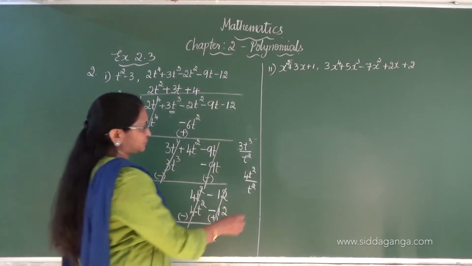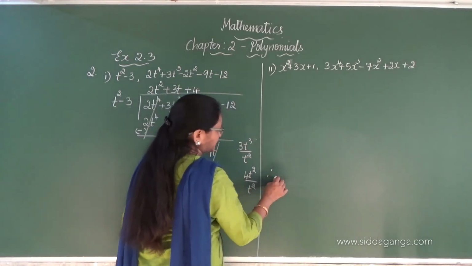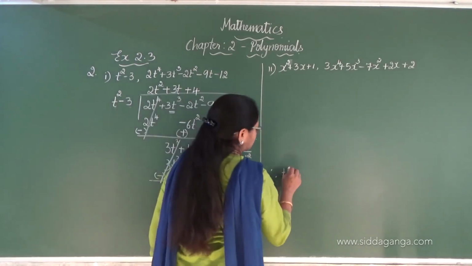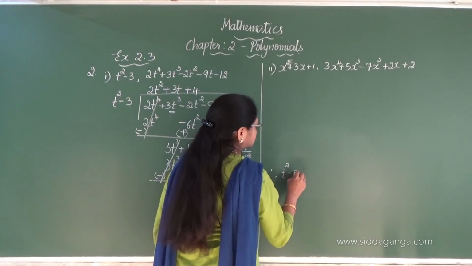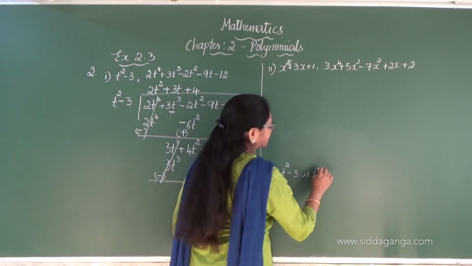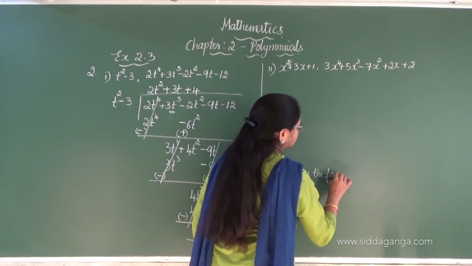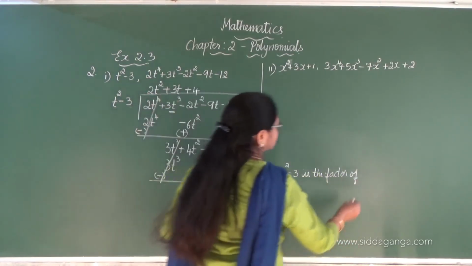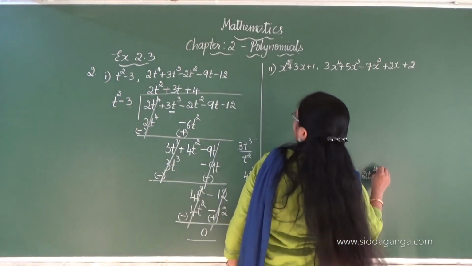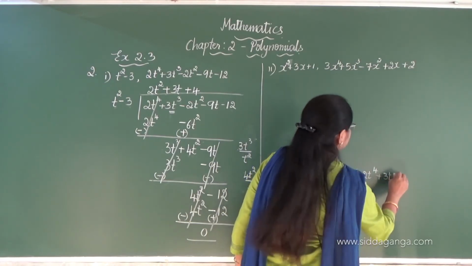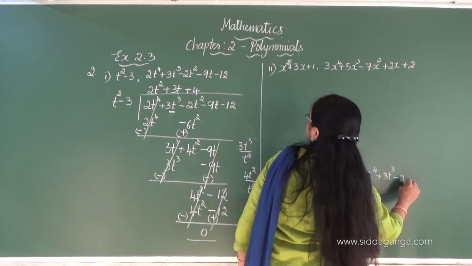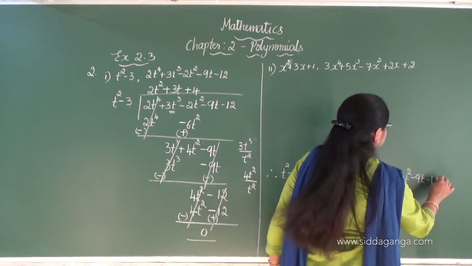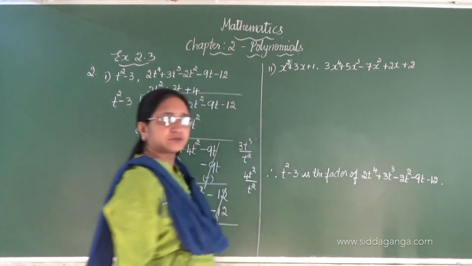You should write, therefore, I will write here, therefore, t square minus 3 is the factor of, yes, you have to write this, 2t to the power of 4 plus 3t cube minus 2t square minus 9t minus 12. Like this you have to write.